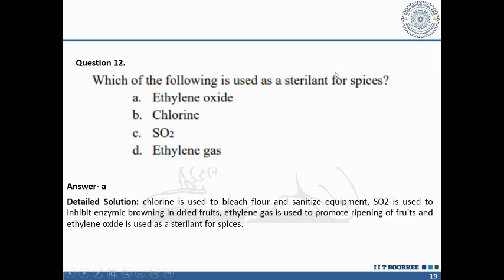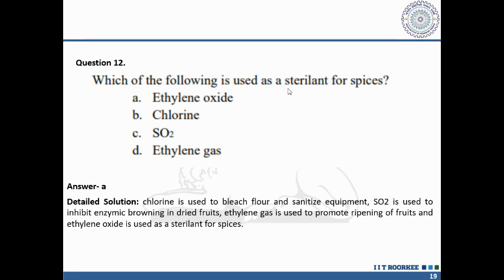Here, sterilant means the material used to sterilize your spices. Chlorine is used to bleach floors or sanitize equipment, so that is out of your options. Sulfur dioxide is used to inhibit enzymatic browning, the reduction of enzymatic browning in dried foods.